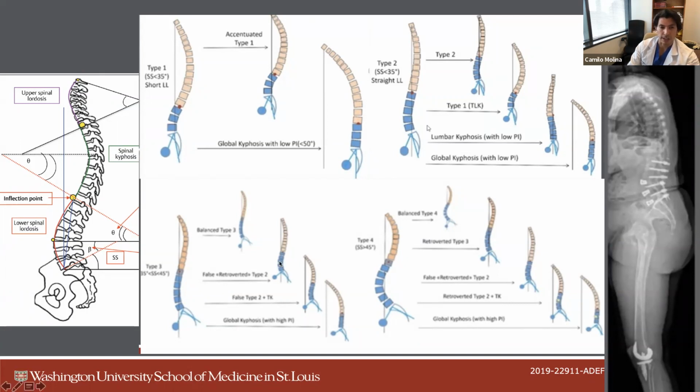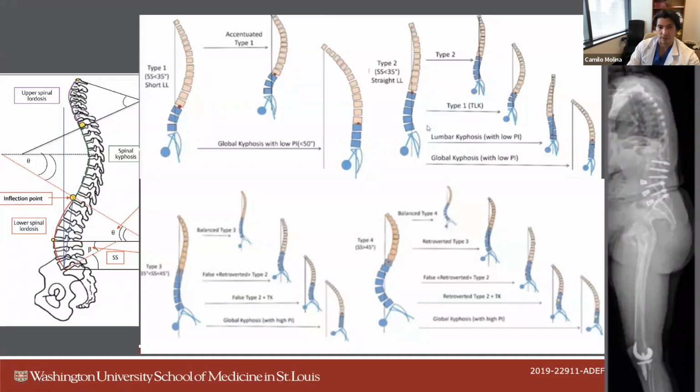Then you go into the high sacral slope or high PI patients, type 3 versus type 4. The main difference here is, again, where that transition point or that inflection point occurs. In a type 3 patient, it occurs around the T12-L1 disc space, so the mid T12 vertebral body, versus type 4 that occurs much higher around the T11-T12 disc space. And so it results in a much larger lordotic curve and subsequently a shorter but more pronounced kyphotic thoracic curve.